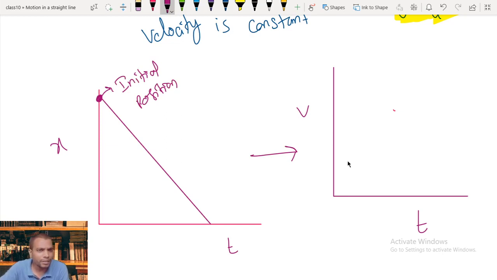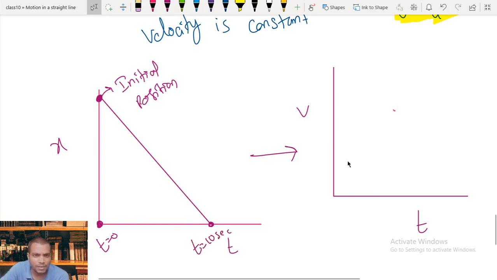Why did it become the initial position? Because when the time t equals 0, the object is here. Now when time becomes t equal to, let me take 10 seconds, where is the object position? This is the final position. Now the final position is at the origin, the final position is at O.